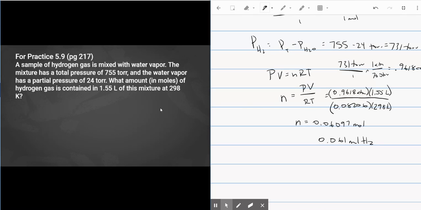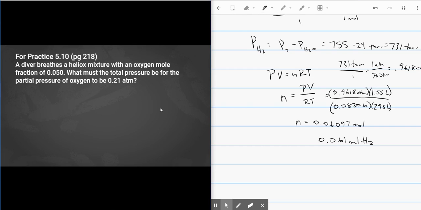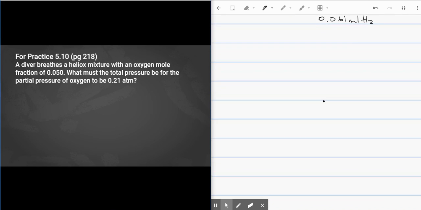And we have a couple more problems to do. A diver breathes a heliox mixture, that's helium and oxygen. The mole fraction of oxygen is 0.050. What must the total pressure be for the partial pressure to be 0.21? This sounds a lot tougher than it is.